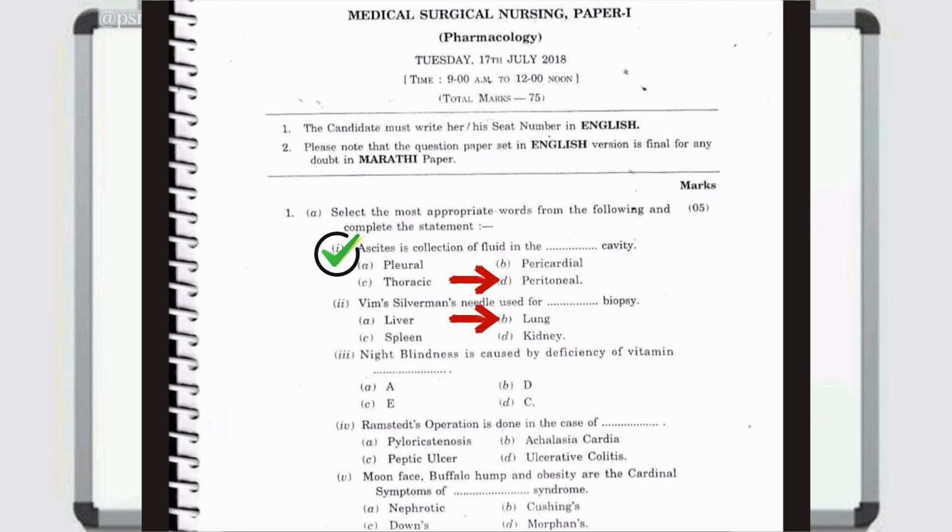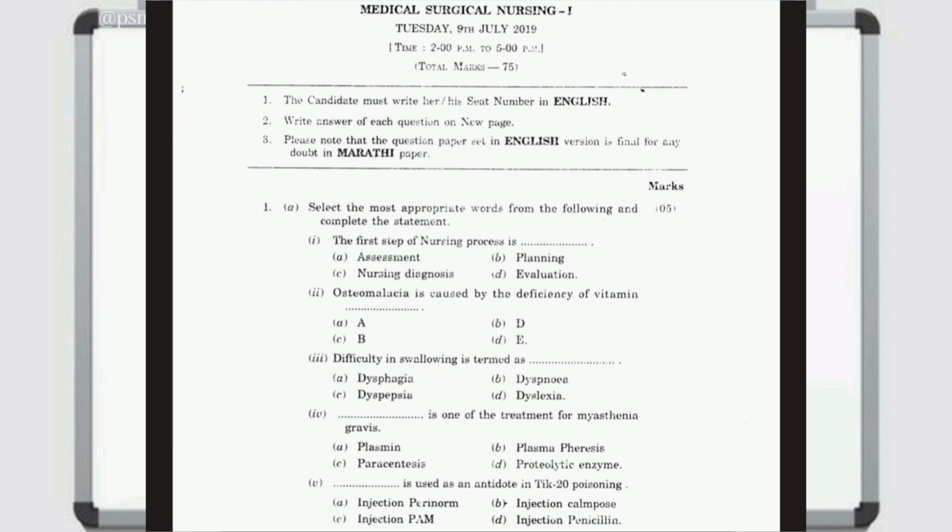Answer is B. Next, night blindness is caused by deficiency of vitamin A. Answer is A. Next, Ramstedt's operation is done in the case of pyloric stenosis. Answer is A. Next, moon face, buffalo hump and obesity are the cardinal symptoms of Cushing's syndrome. Answer is B. Next, the first step of nursing process is assessment. Answer is A.